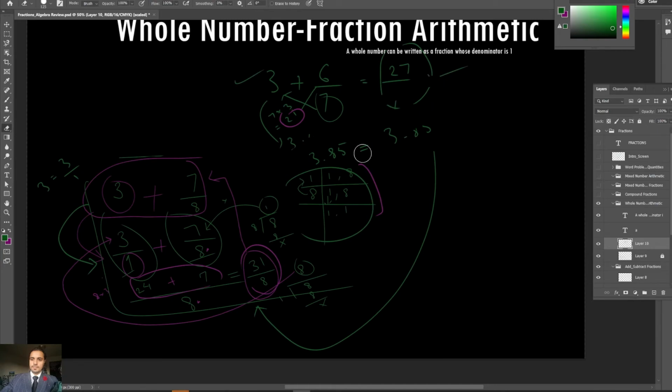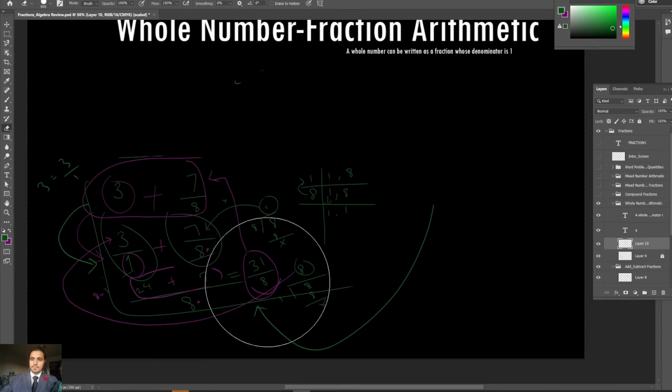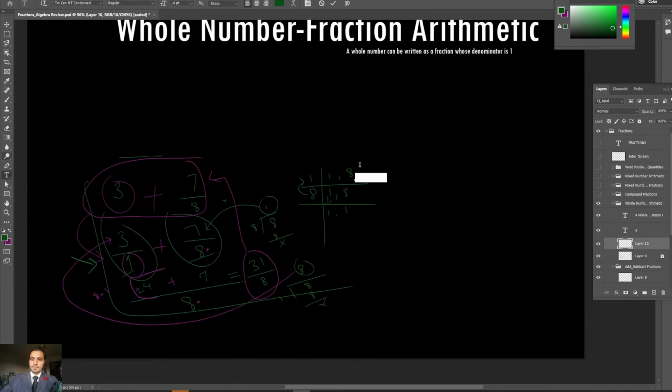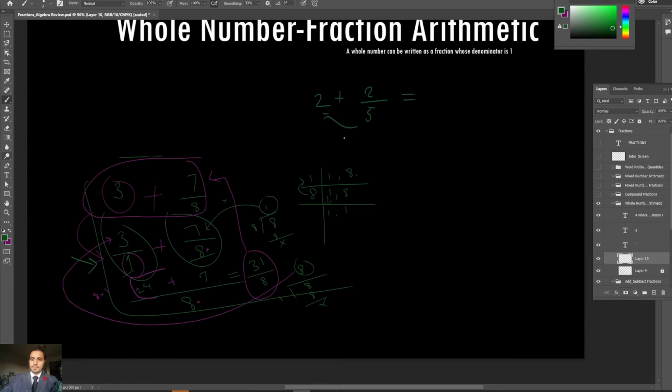So let's try now doing a different one. Let's look at another one. Let's take 2 as our whole number plus 2 over 5. So what we can do is multiply the 5 by 2, which is 10, plus 2, 12. So 12 over 5. All we did was multiply 5 by 2, and we got 10, and then we just added these two, and we got 12 over 5.